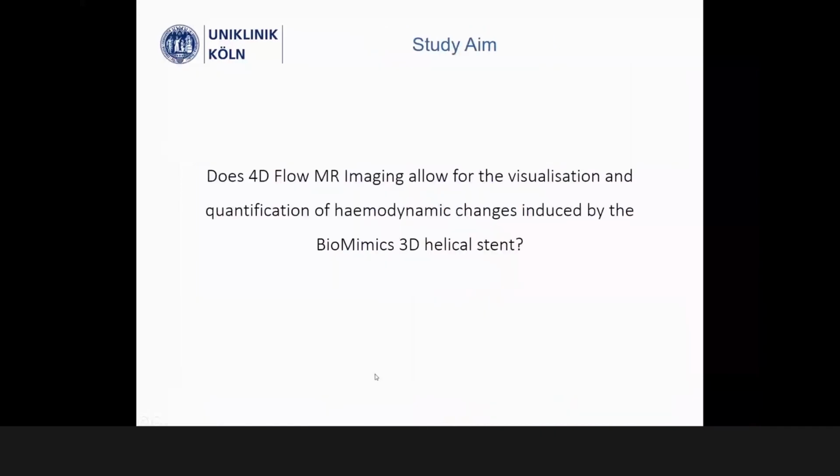So we came up with a study idea, and the question we had was whether this technique can be transferred to the Biomimics 3D stent, and whether we would be able to visualize the helical flow induced by the Biomimics 3D stent.